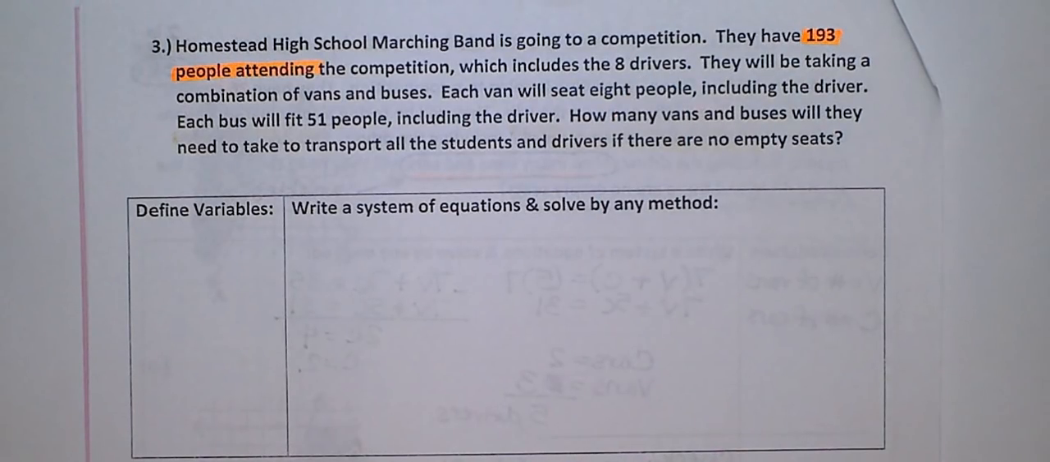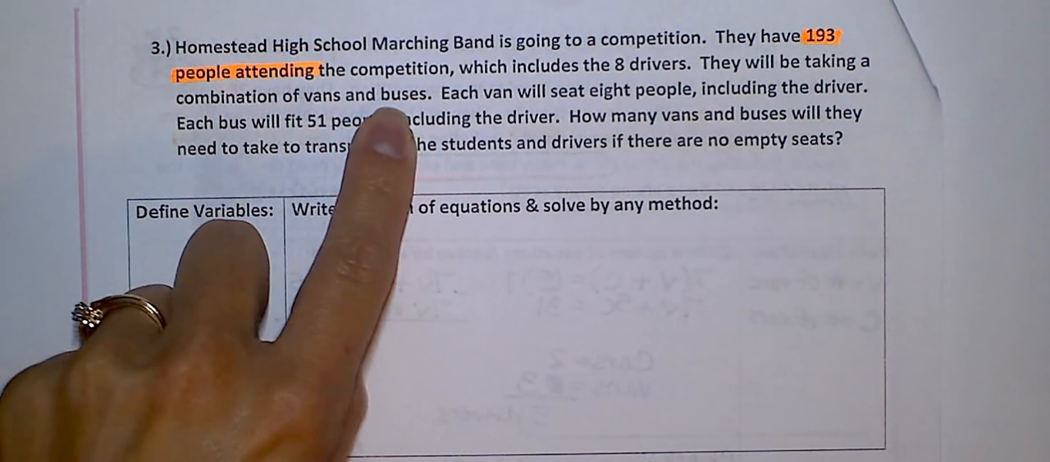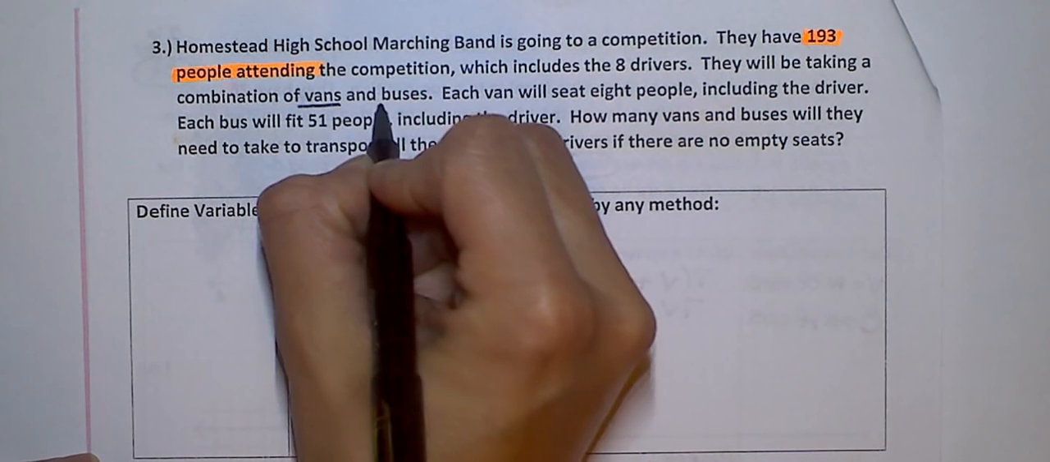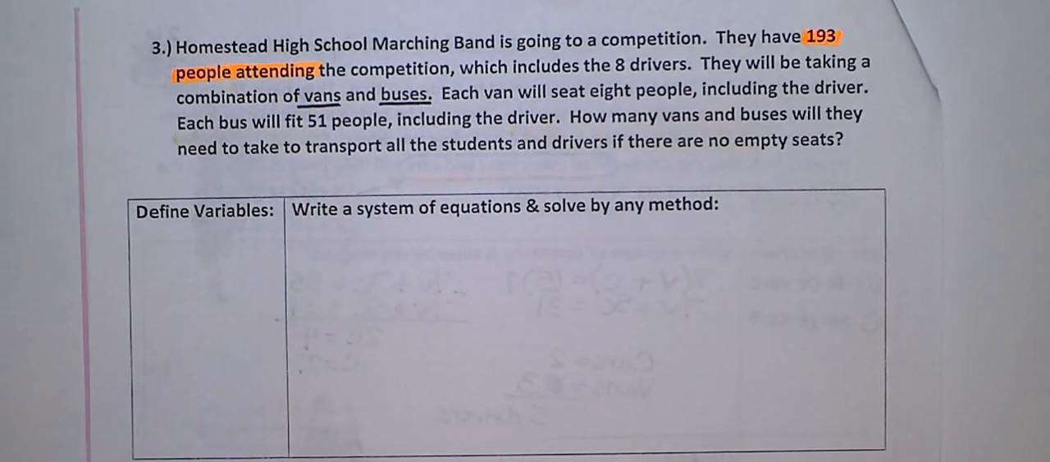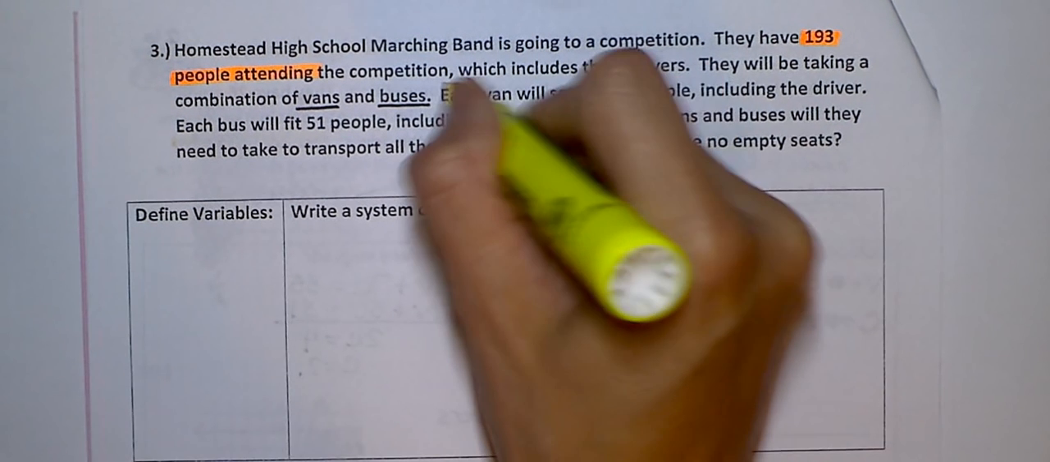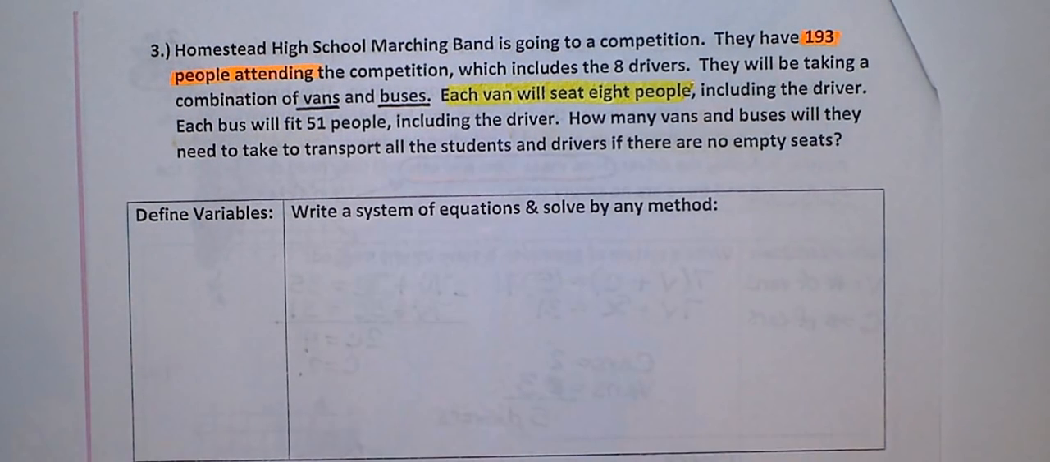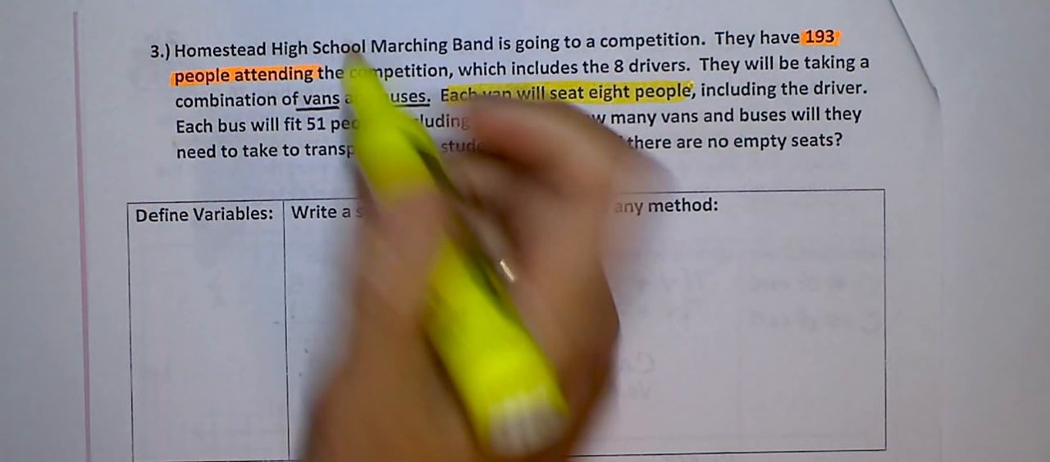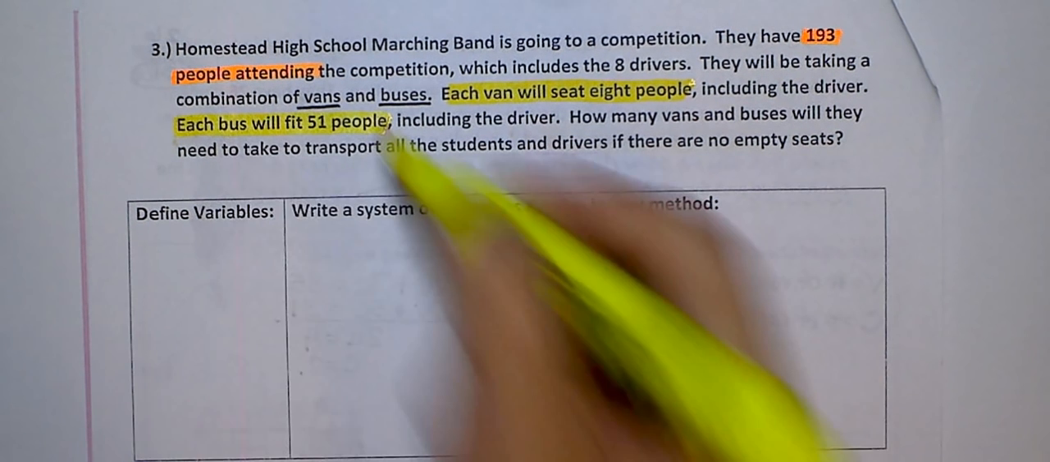They will be taking a combination of vans and buses. So in the first example that we did, we talked about cars and vans. So this time we're taking vans and buses. Each van will seat 8. So here's some key information. Each van will seat 8 people, including the driver, and each bus will fit 51, including the driver.